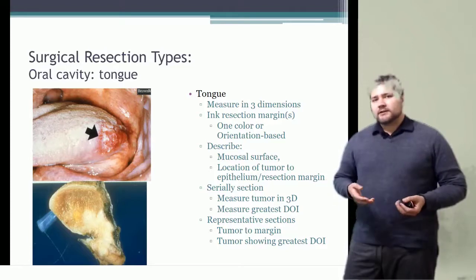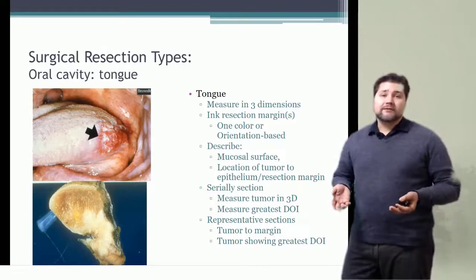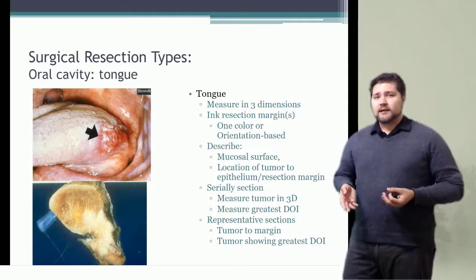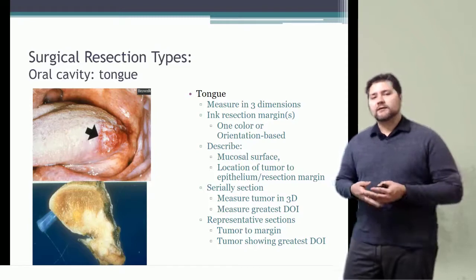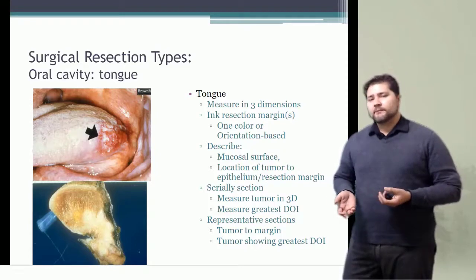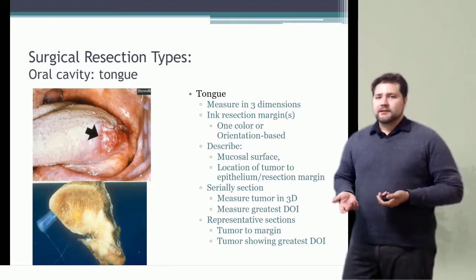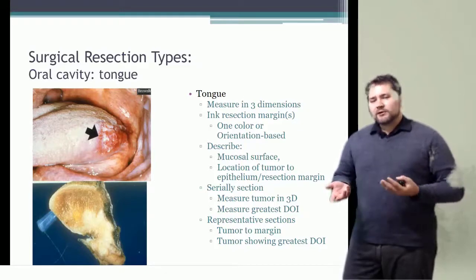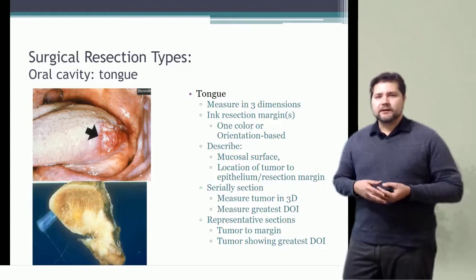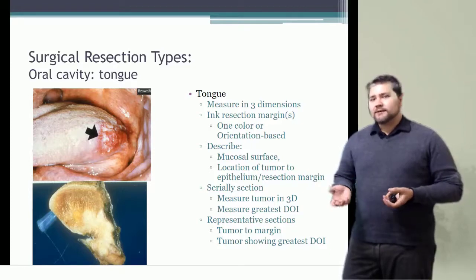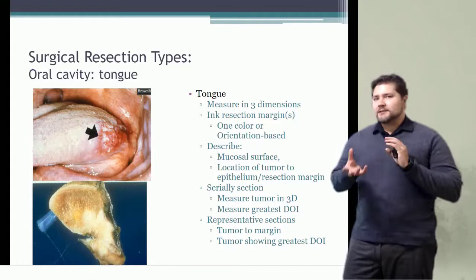Now the sections you're going to submit are tumor at its deepest point of invasion, tumor to margins if you can, or not. If there's no tumor close enough to margins, you can take shaves of each margin, making sure you represent them. And then you can take additional representative sections of the tongue. So tongues are pretty straightforward, easy to cut, and they're just kind of a big old chunk of muscle, so nothing too crazy.